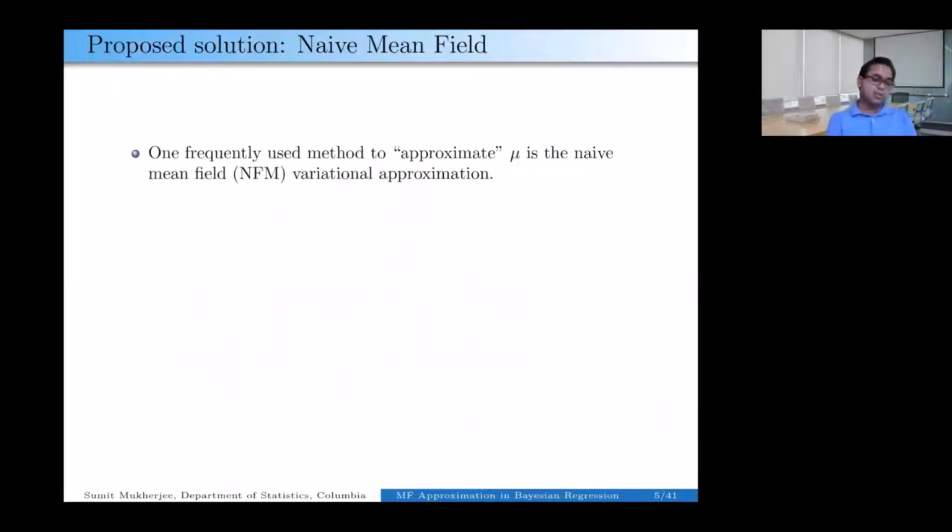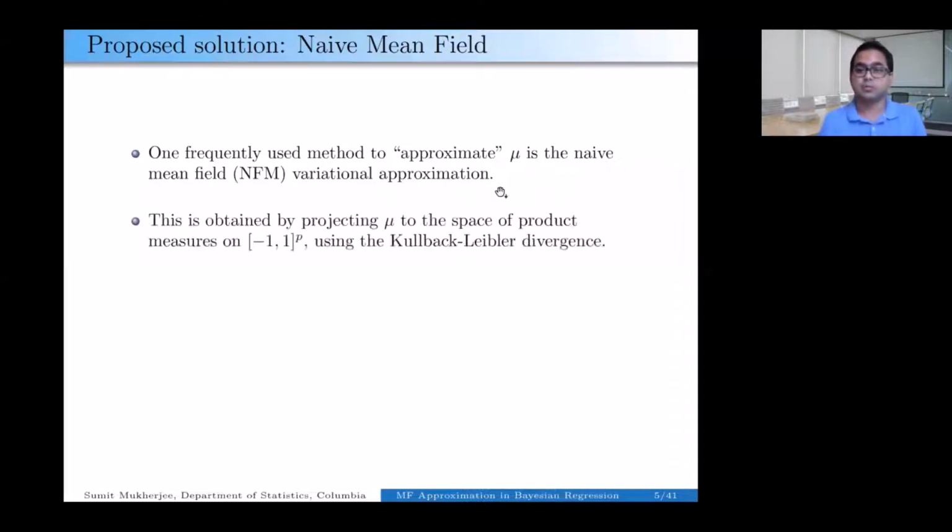And so, okay, what is the proposed solution? This is the naive mean field method. This is also called naive mean field method based variational approximation. I'll use these terms interchangeably, even though variational approximation usually applies to a broader class of algorithms, of which naive mean field method is just one. But for this talk, I'll use these two interchangeably. And so in principle, what are we doing? This is what we are doing.